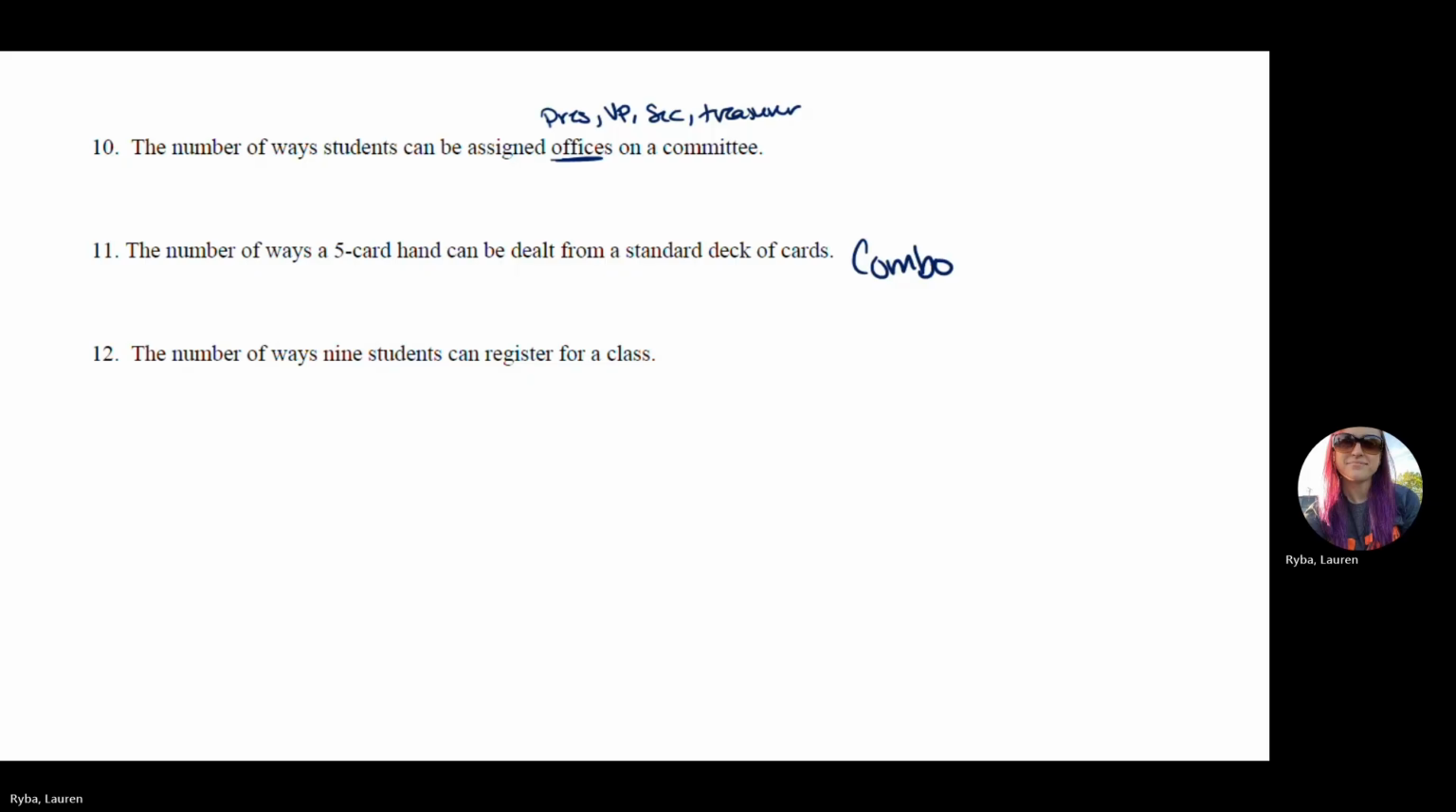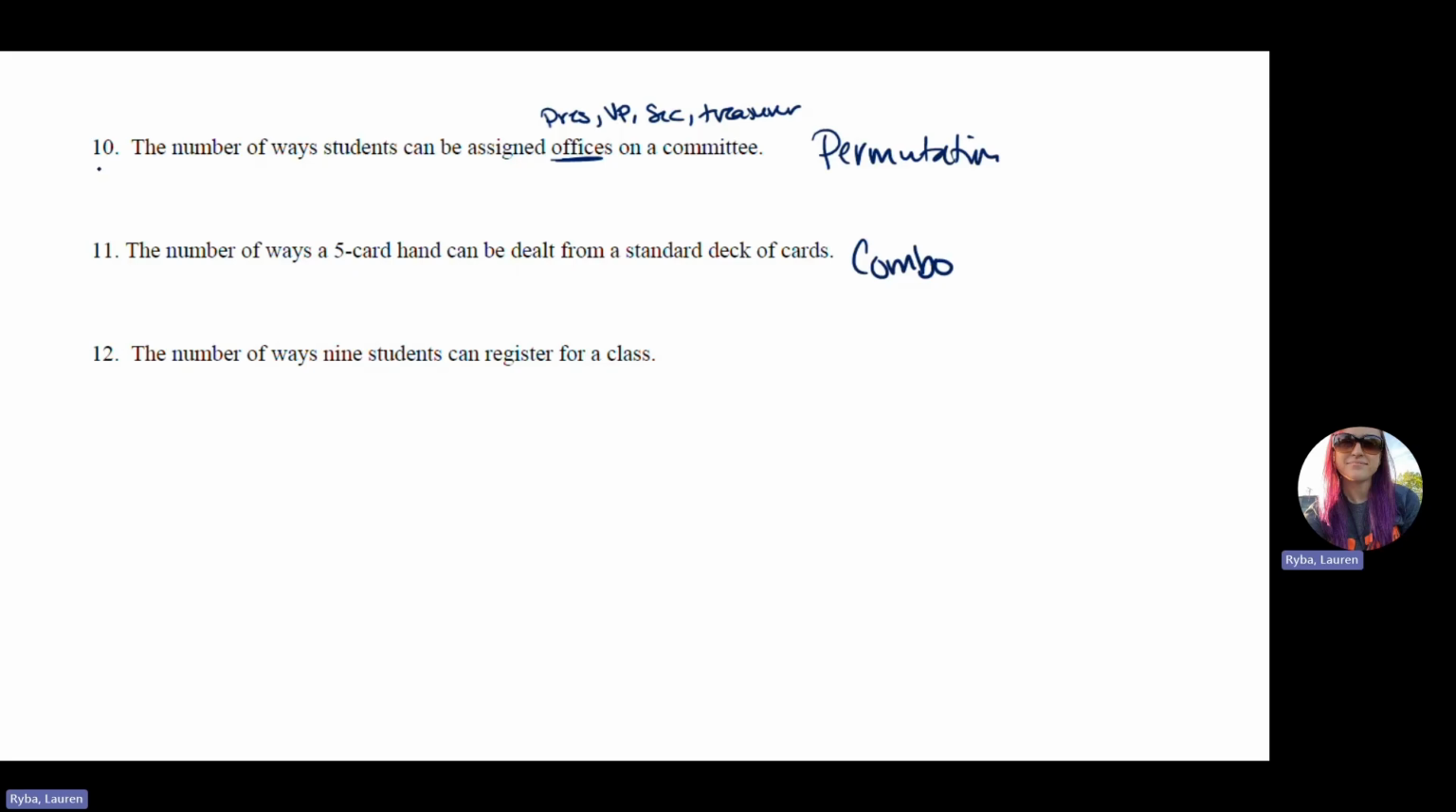Sometimes they're tricky. Which one has an order or a specific placement? Maybe that's not a good word. A little tricky. All right. 10 is actually our permutation. I don't really know. I don't have enough information to even be able to figure this out. For number 12, are they all registering for the same class or are they registering for a different class? I don't really know.